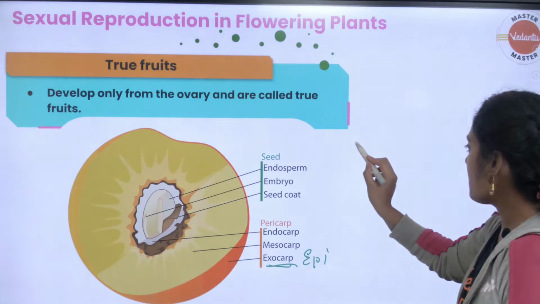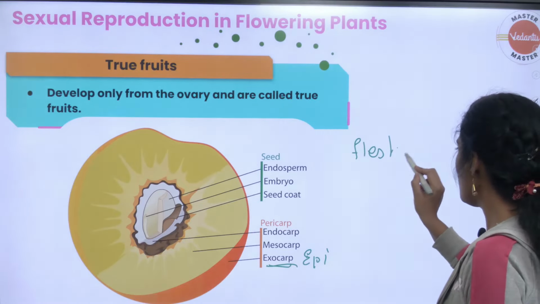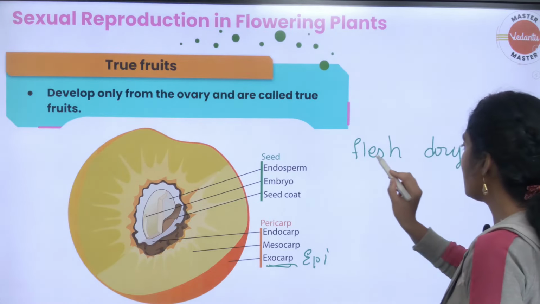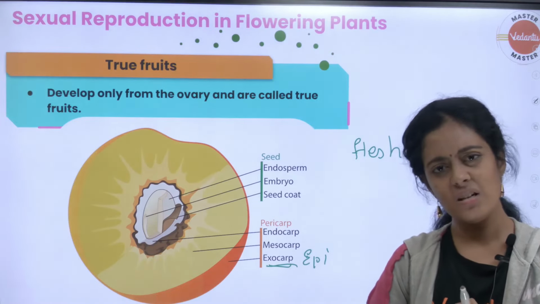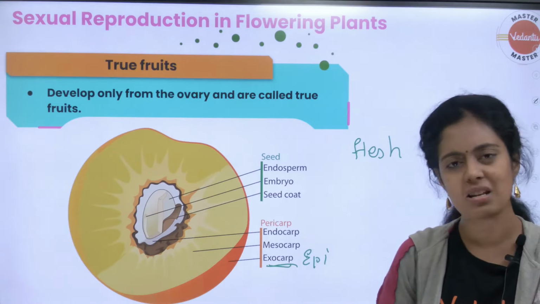So fruits can be fleshy or dry, correct? Fleshy fruits, for example, mango and orange, are fleshy. Dry fruits, you have so many dry fruits.